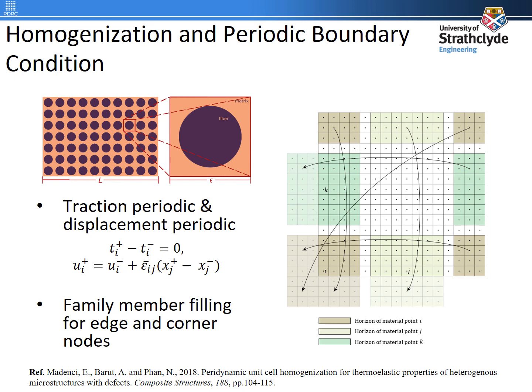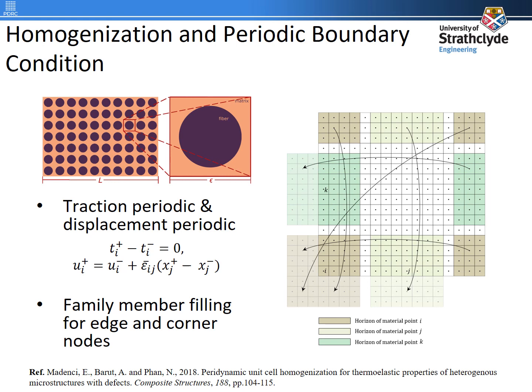Here we have a brief review of the periodic boundary condition used in unit cell analysis. Periodic boundary condition is made up of two parts. First part is called the traction boundary condition. It means the traction force at the opposite surface of the unit cell is equal in magnitude and opposite in direction. The second part is called displacement periodic condition. It states that the displacement at opposite surface is equal to the displacement at current surface plus the influence from a strain in the system.